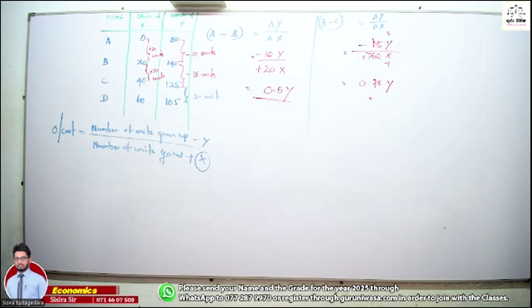Good, Sigma. Wonderful. Sigma, if you draw a PPC line, how would it be? What is the shape of this? Concave to origin. Without drawing, you should be able to say it should be a curve concave to origin because the marginal opportunity cost gradually rises when production of X is increased by equal quantities. This must be increasing opportunity cost. Okay.